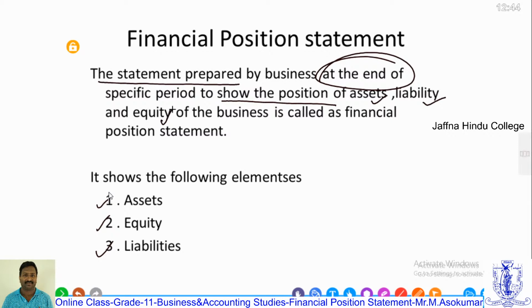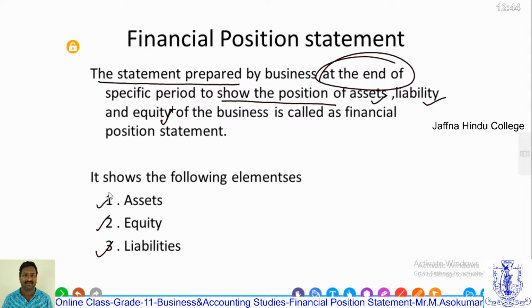This relationship was discussed earlier in grade 10. In grade 10, we discussed that assets are equal to equity plus liabilities. That means all the business assets are contributed by the owner and external parties. Therefore, this relationship is the basis of the statement of financial position, and the statement includes three elements: assets, liabilities, and equity.